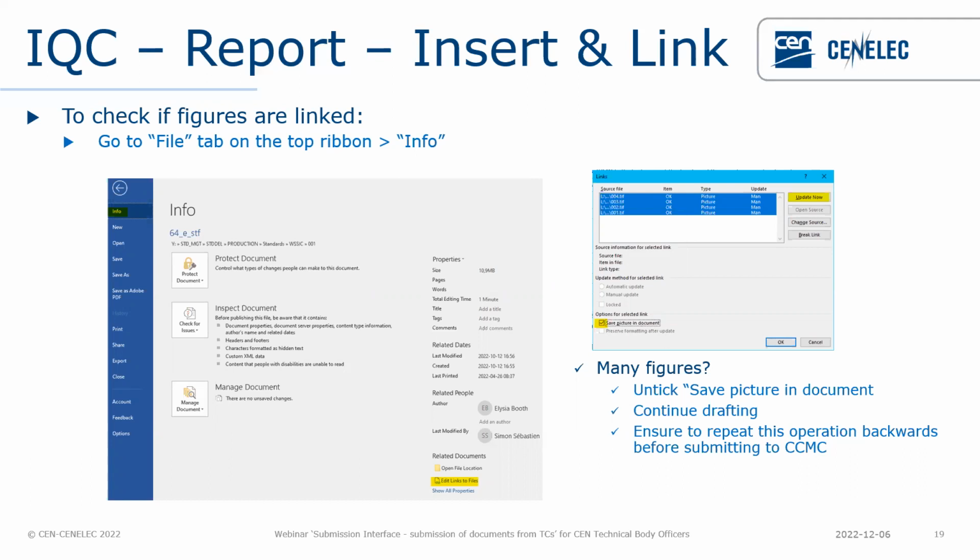We do have some TCs who have a lot of figures within a document, and they commented that it could be very heavy to process and to work on this document. One of the options to have the document a bit lighter would be to unsave the pictures from the document, and you can do that within this window as well by ticking the Save Picture in Document. And the most important thing is to remember to resave those pictures before providing them to CCMC.